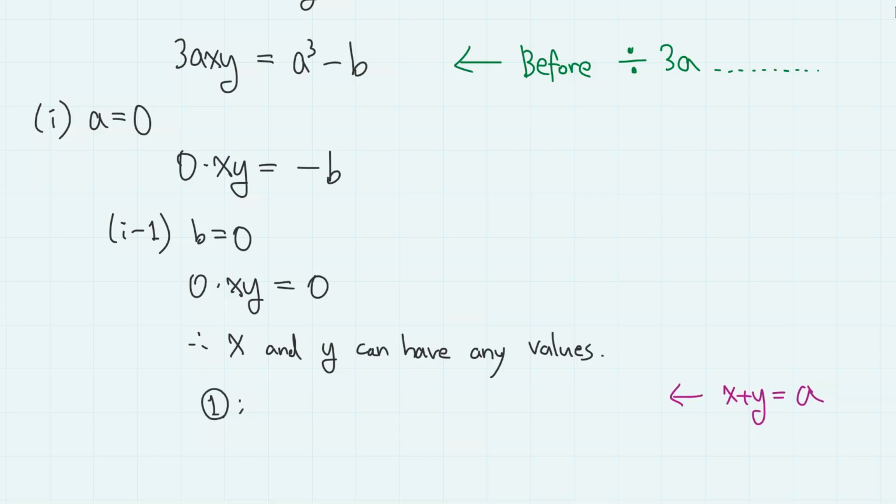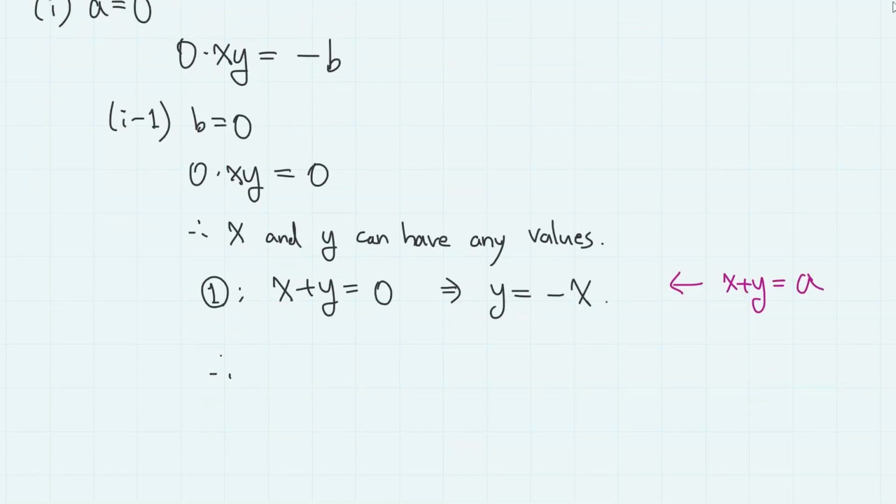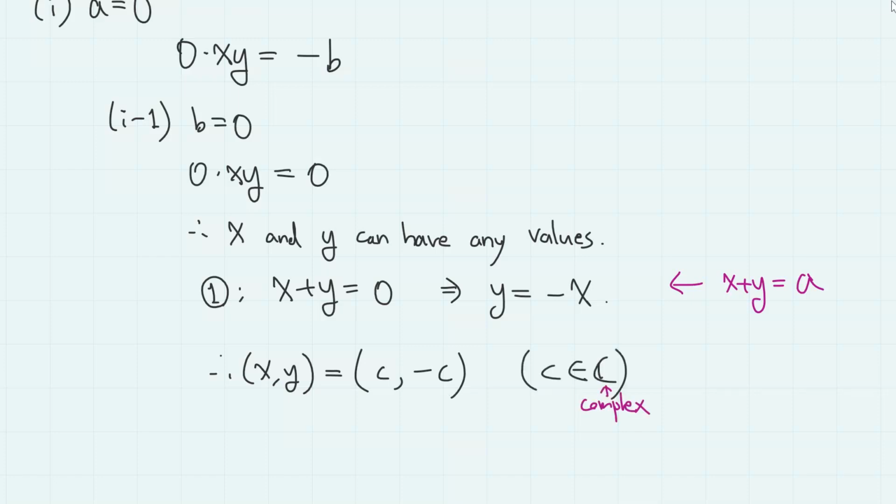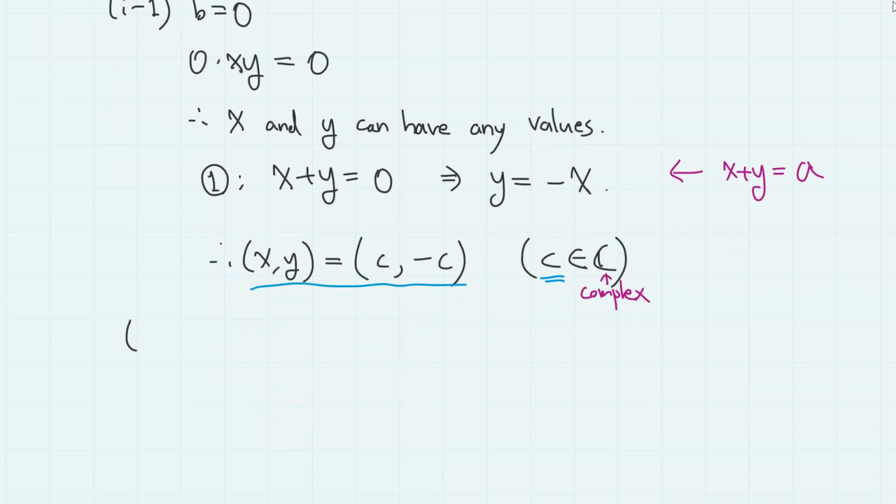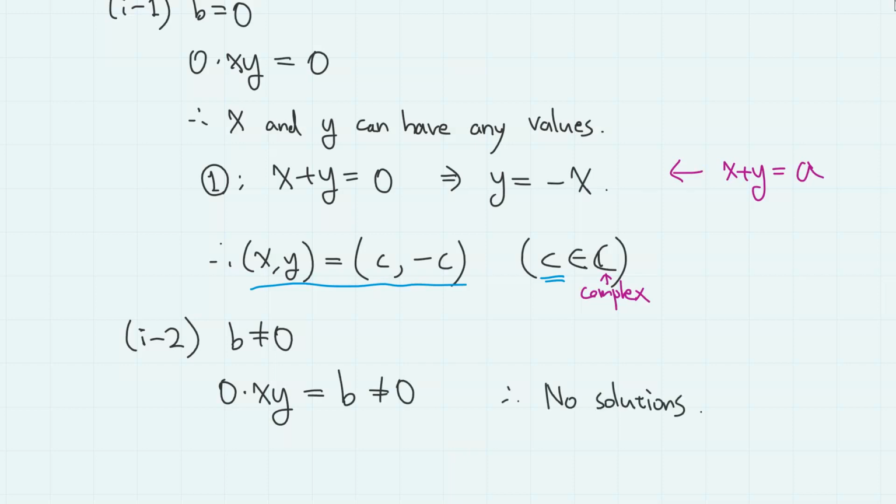From equation 1, we now have x plus y equals 0, so y equals minus x. So we can write the roots as x comma y equals constant c comma minus c, where c can be any complex number. If b does not equal 0, then 0 times xy equals b, which is non-zero, hence no solutions.